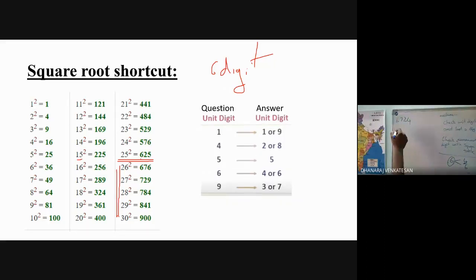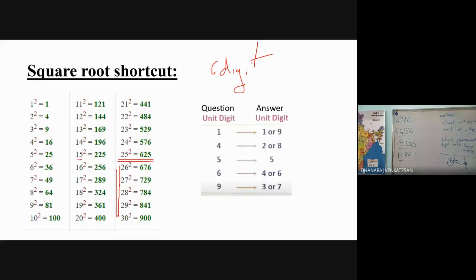6724, 6451, 615625, 11881. Here you can see this is a 4-digit number. It is a 6-digit number. Here it is a 5-digit number.